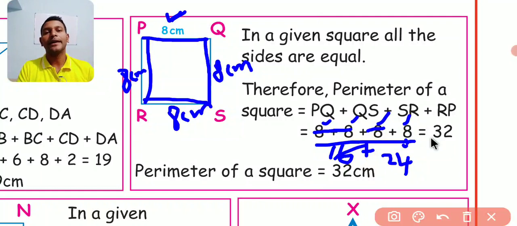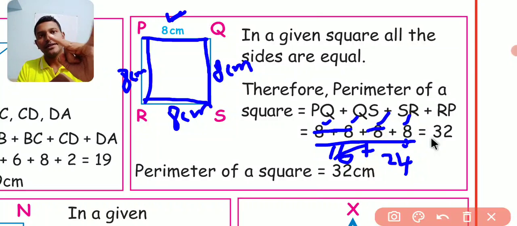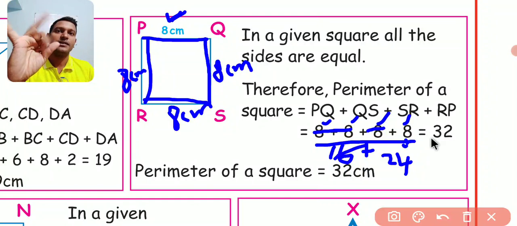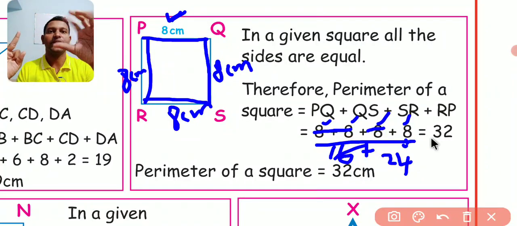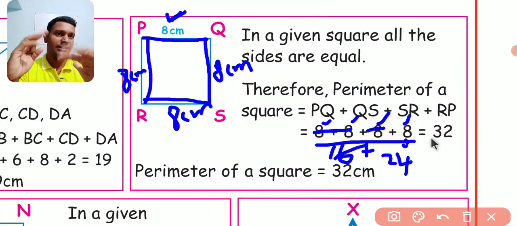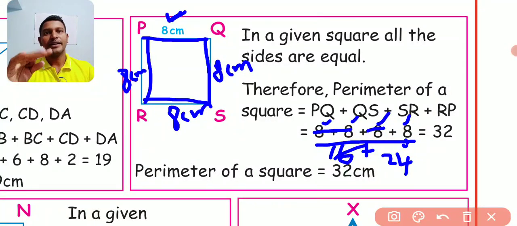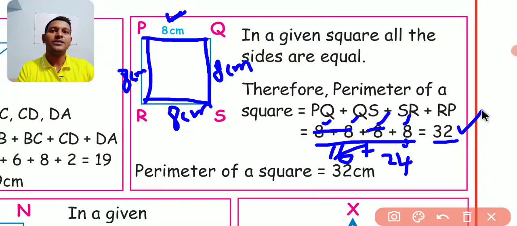I keep 24 in my mind. Now I am going to count 8: 25, 26, 27, 28, 29, 30, 31, 32. Here 5 fingers, here 3 fingers, totally 8. Where I end is 32. So the answer is 32 what? Yes, centimeter. Perimeter of the square is 32 centimeter. We have to write the unit. They are mentioning centimeter here, so we write centimeters. That's all, students.